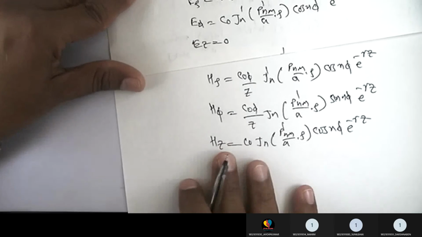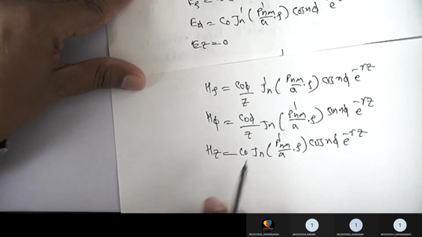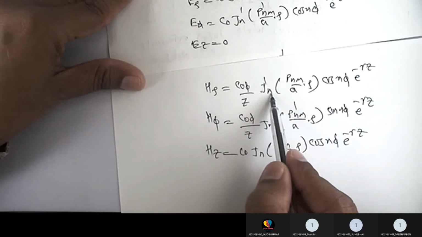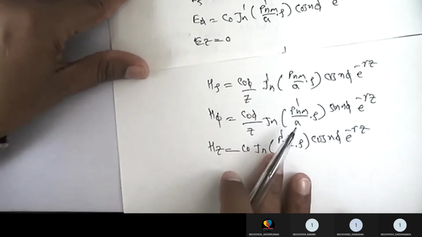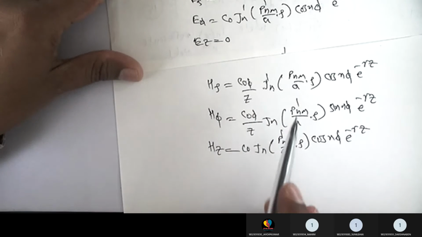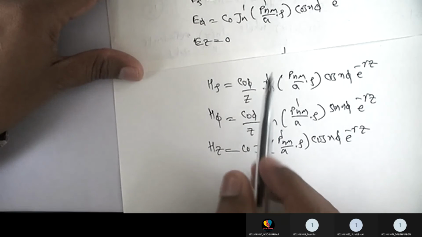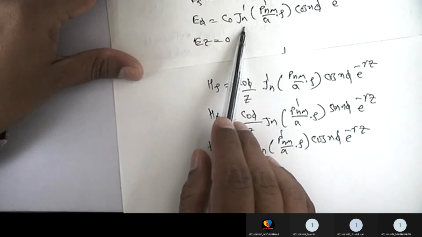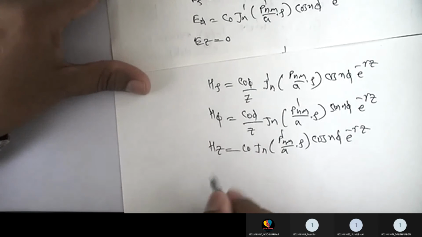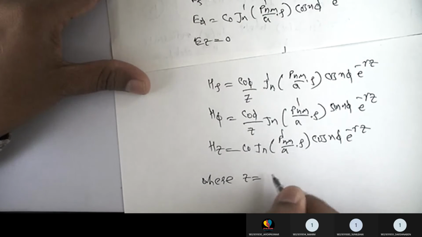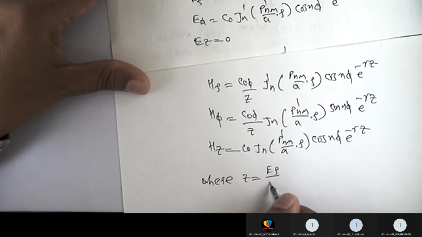So please take care that here Jn has a prime. Prime actually indicates the differentiation. So this is not the direct function, but it is a Bessel function and its derivative. Here Z actually expresses the ratio of E rho by H phi.